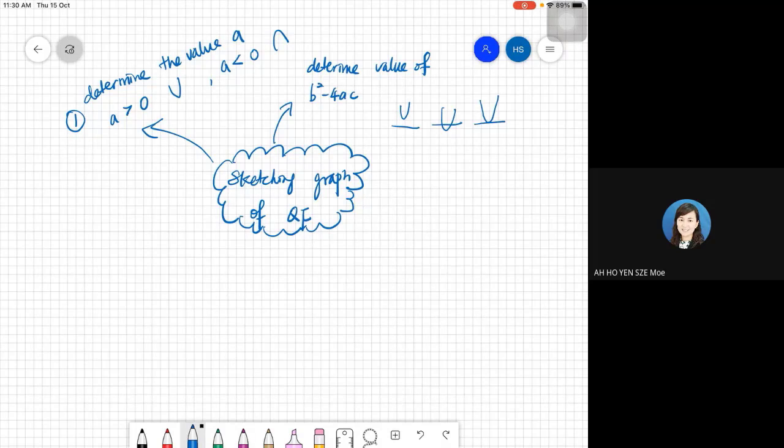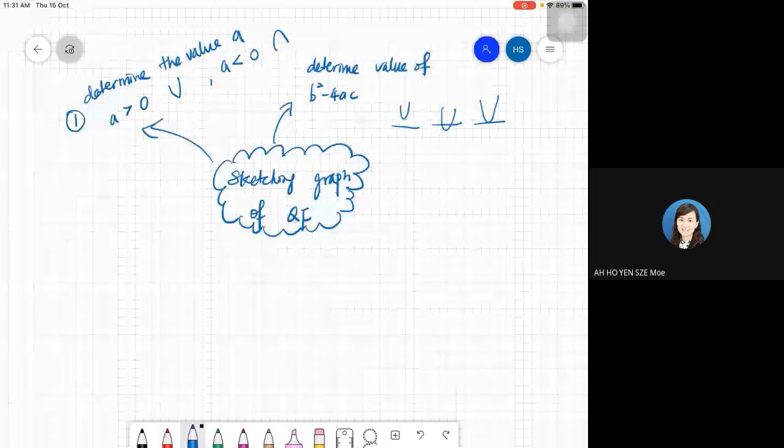If we get b squared minus 4ac less than 0, which means no intersect of x, you have no need to go and find the intercept of x. If you get b squared minus 4ac greater than 0, it means that you have intersect of x. You get 2 values here, so you need to find the value of x.